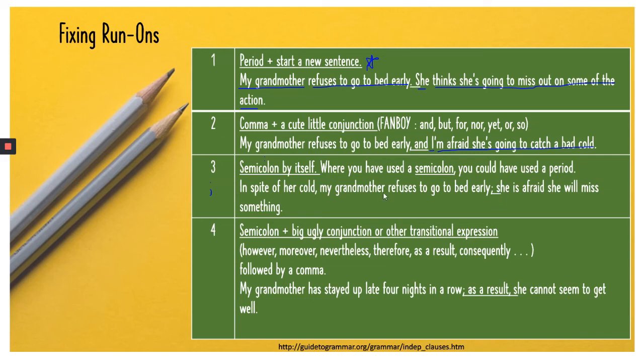So let's look at an example. In spite of her cold, my grandmother refuses to go to bed early, semicolon, she is afraid she will miss something. So I could have ended the sentence by doing a period and a new capital letter, and this would have been just fine. I also could have done a comma and one of those FANBOY words, and I also would have been just fine.